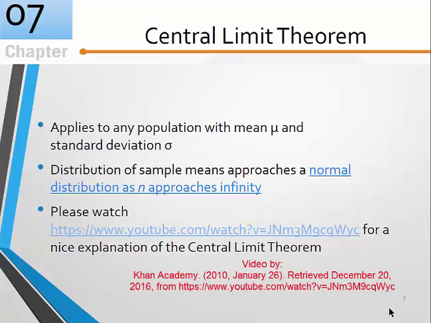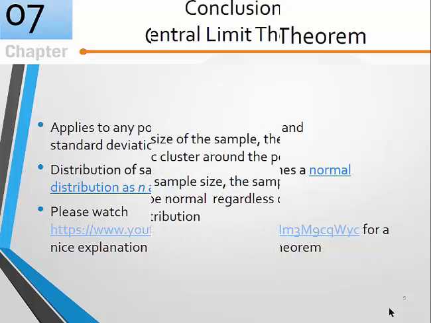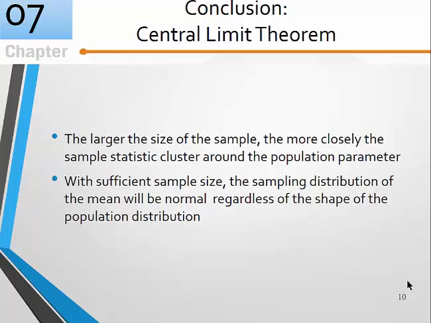So this theory is important in showing us that the larger the size of the sample, the more closely the sample statistic clusters around the population parameter. And this is in fact what we want, right? Since we don't know the population, we take samples to estimate what the population looks like. We can conclude that the larger the size of the sample, the more closely the sample statistic clusters around the population parameter. And with sufficient sample size, the sampling distribution of the mean will be normal regardless of the shape of the population distribution.